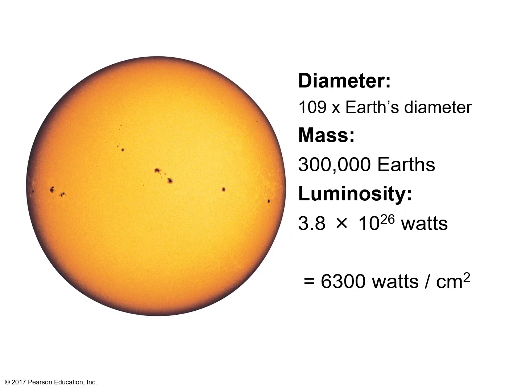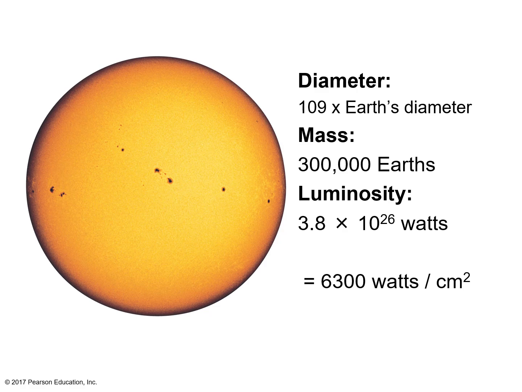Some facts about the sun. You've seen before that it is the largest by far object in the solar system. It is in diameter 109 times the Earth's diameter. Its mass is about 300,000 times the mass of the Earth. Its luminosity, otherwise known as its brightness, is 3.8 times 10 to the 26 watts. Now remember scientific notation, that's a 3, an 8, and then 25 more zeros after that, watts.